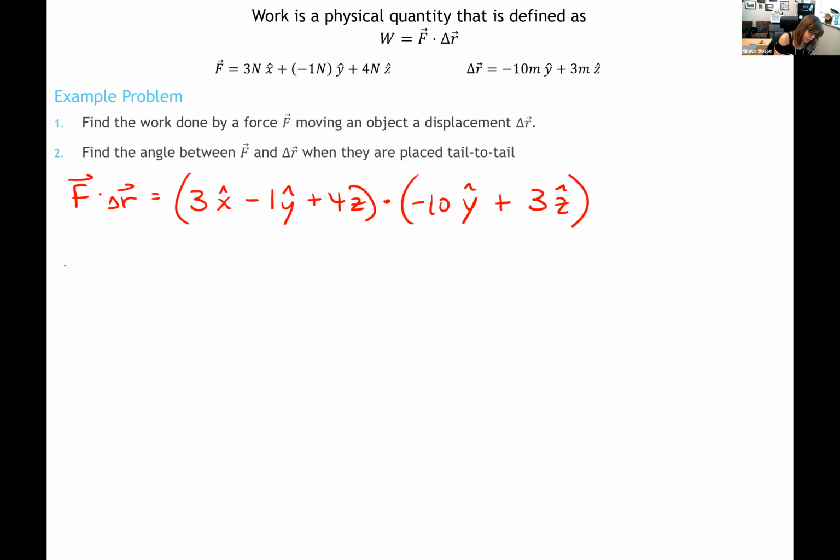All right, let's distribute this dot product. So my first term, 3x hat dotted with negative 10y hat, that's going to give me something with a dot product that will eventually go to 0. So I'm not going to bother multiplying the scalars. This next term, 3x hat dotted with 3z hat, again, that's going to be x hat dotted with z hat. My next term, okay, now I finally get one. So negative 1 times negative 10 is 10 y hat dot y hat.